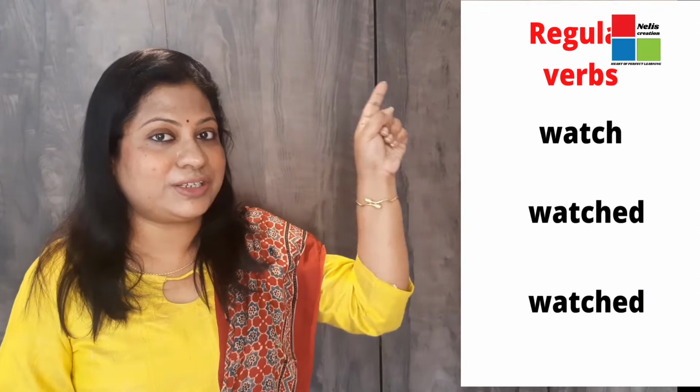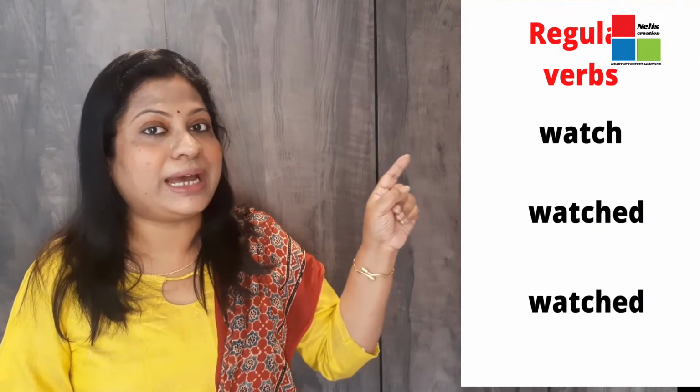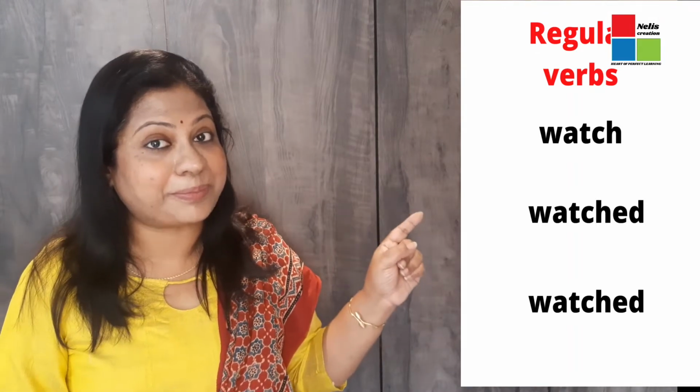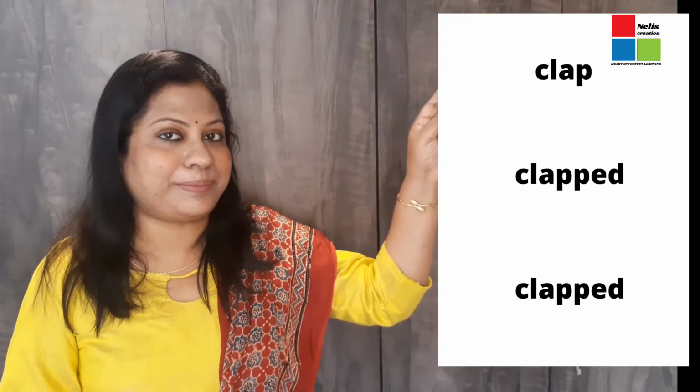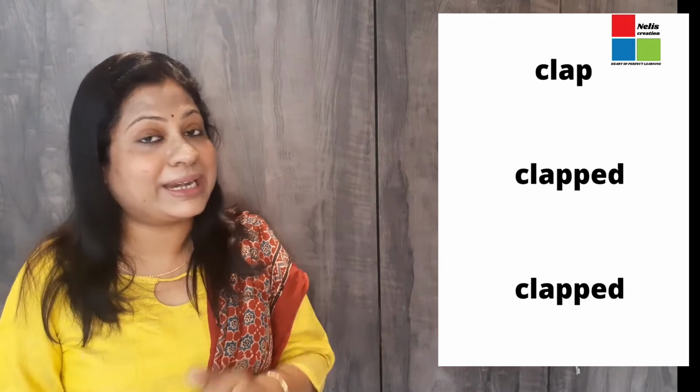Watch. The first form is watch, the second form is watched, and the third form is also watched. Clap. The first form is clap, the second form is clapped, and the third form is also clapped. Now these are regular verbs, and in order to form the simple past or the third form, you just need to add an ed. However, when it comes to irregular verbs, they will come with all kind of confusion.